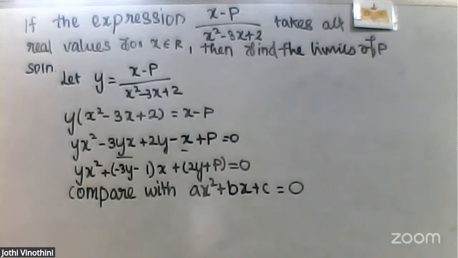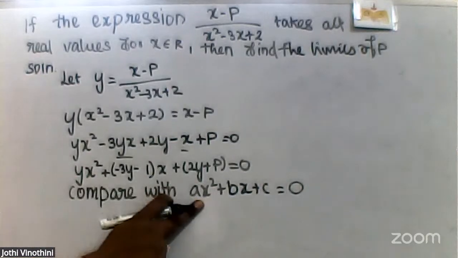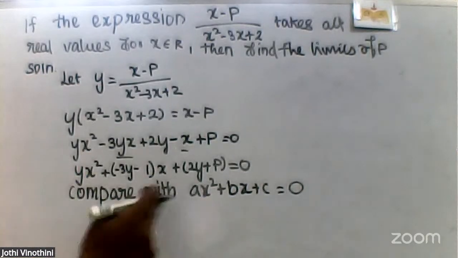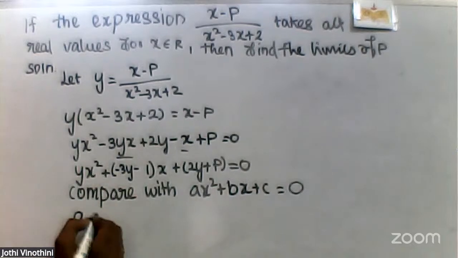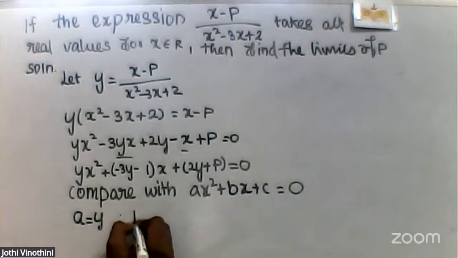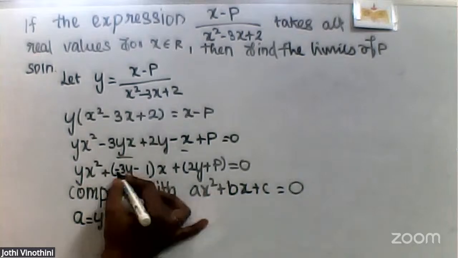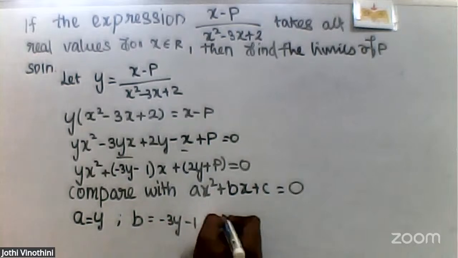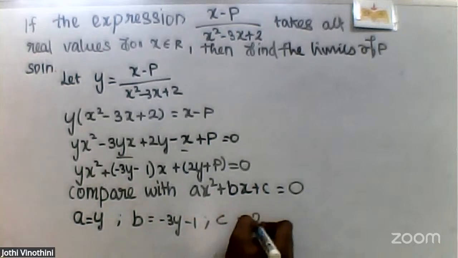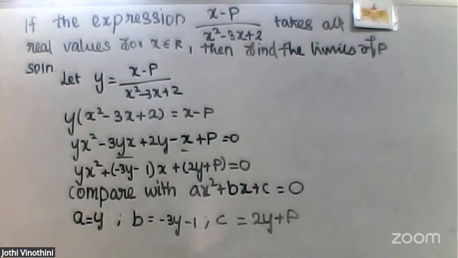Who is the coefficient of x squared here? A. So a equals y. Similarly, b is the coefficient of x. Here the coefficient of x is minus 3y minus 1. C is the constant. C equals 2y plus p. I will give you a minute so that you can copy this and we will move to the next step.